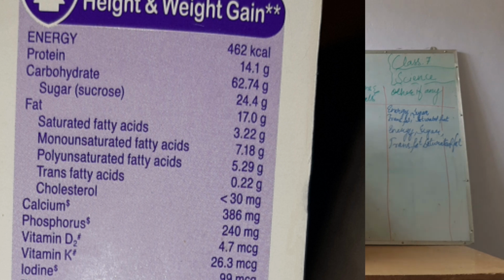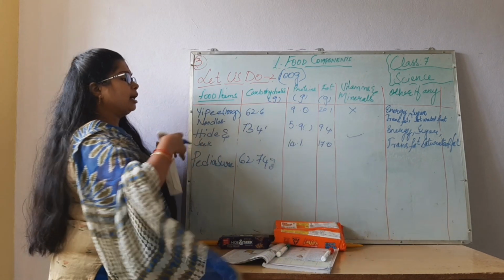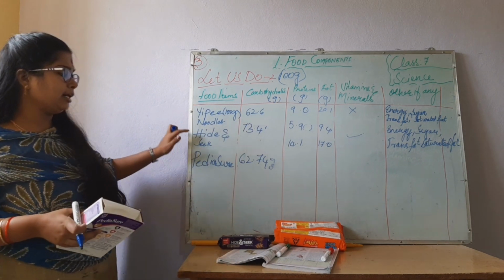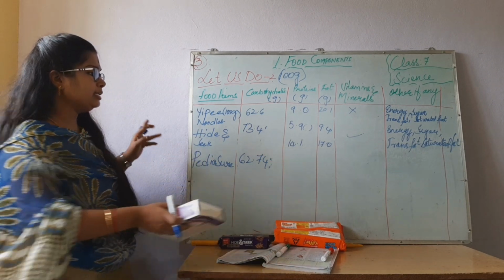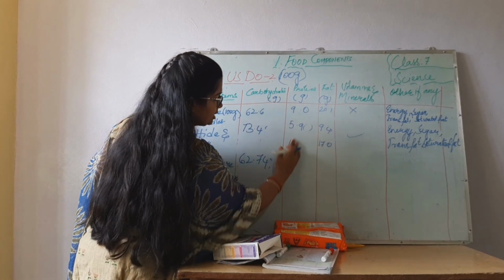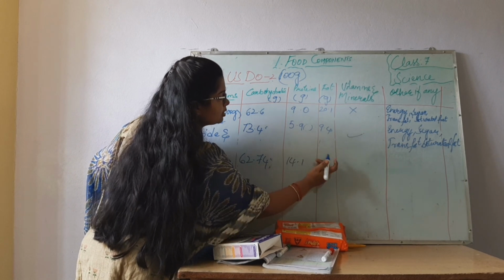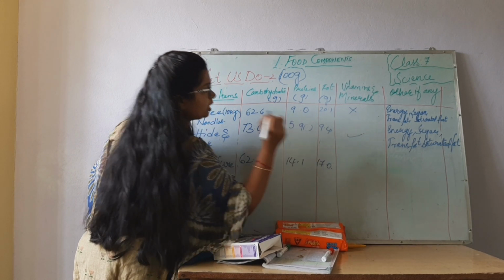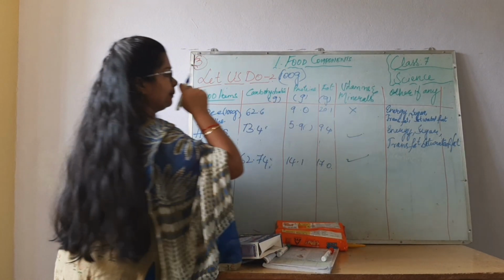For 100 grams of food item, anything, they will be given for 100 grams. How much in Yippee, how much in hide and seek, how much in Pediasure, how many grams of carbohydrates are there, proteins are there, and vitamins are there. 14.1, 17.0. These all are there, and in this minerals and vitamins are also there.